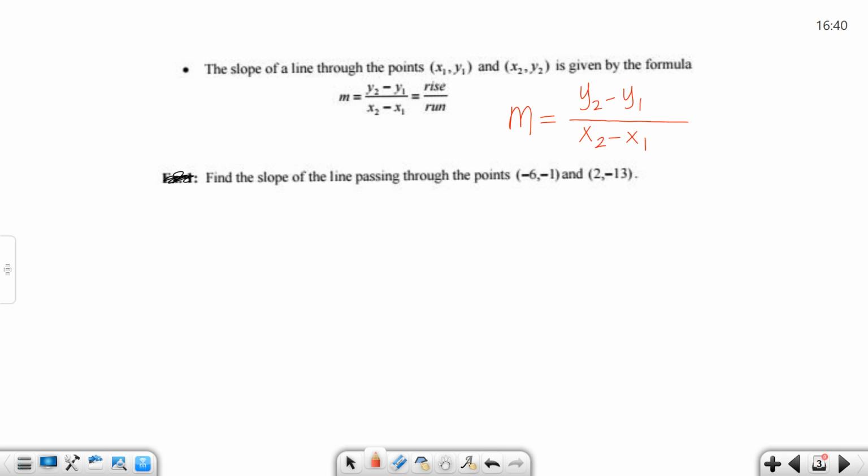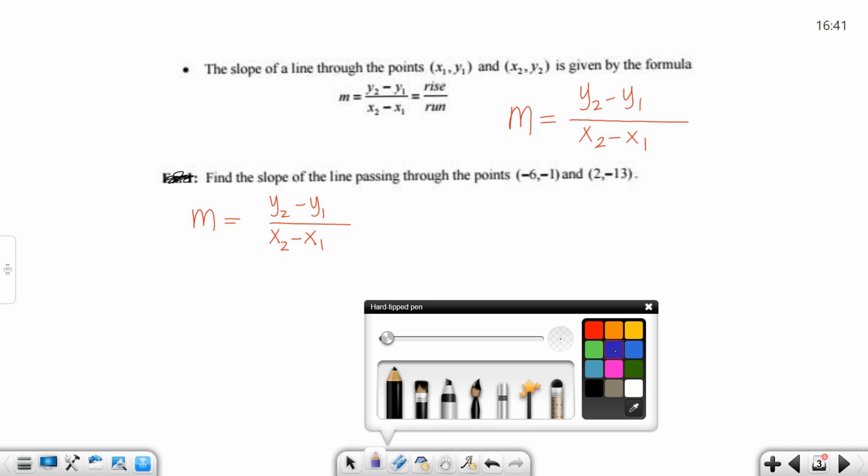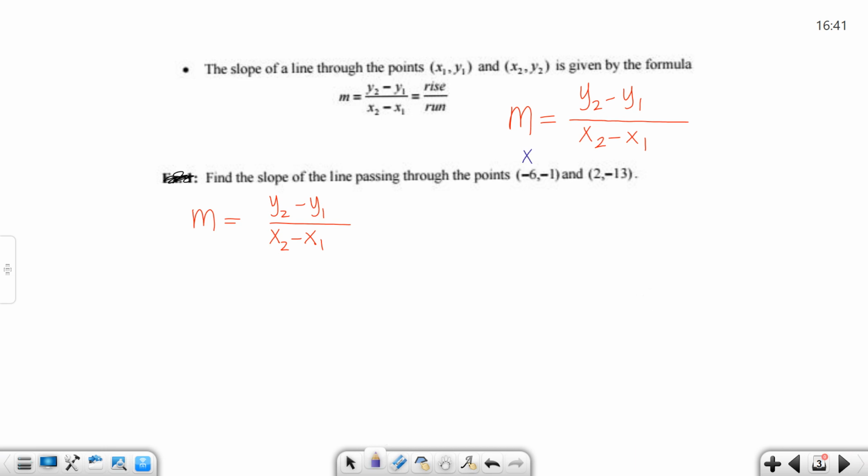For this first problem, I ask you to find the slope. So your formula for slope, of course, is y2 minus y1 over x2 minus x1. And you have these 2 points. Well, this first letter is x, and this one's y, and this one's x, and this one's y. If it comes from the first ordered pair, I put a little 1 there, and if it comes from the second ordered pair, I put a little 2 there. So that'll label where the points are originating.